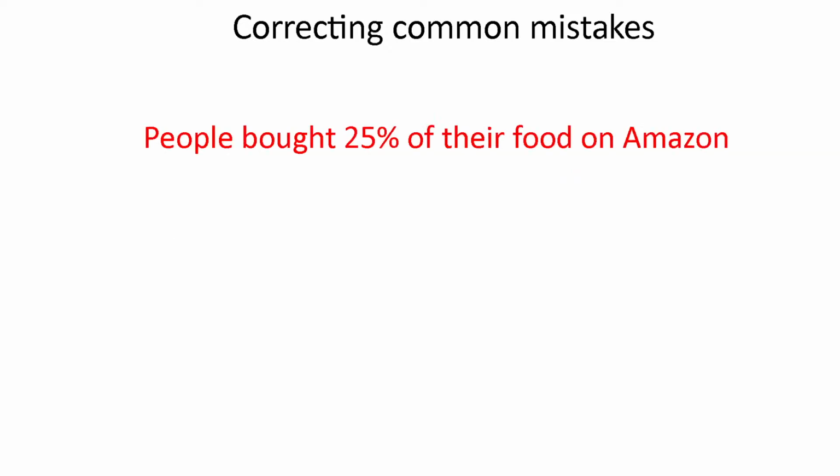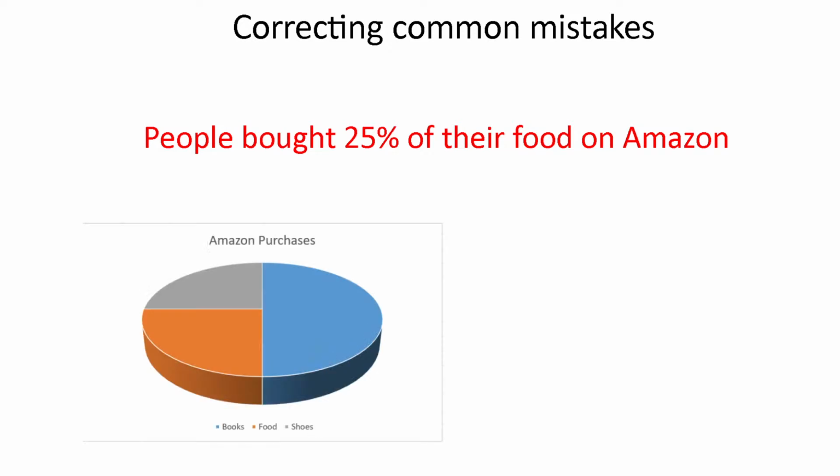Another example. People bought 25% of their food on Amazon. What's the problem with this? Well, if you're thinking, actually, that looks like a pretty good sentence, grammatically, yes, it is. There's no problem. But it's not really describing that pie chart there. Because the pie chart on the bottom left, it's talking about Amazon purchases. It's not talking about where food is bought.